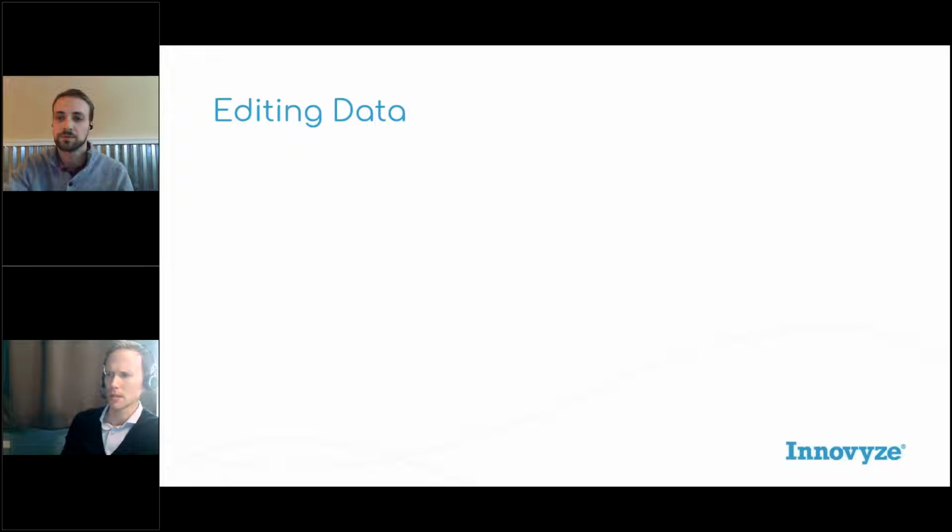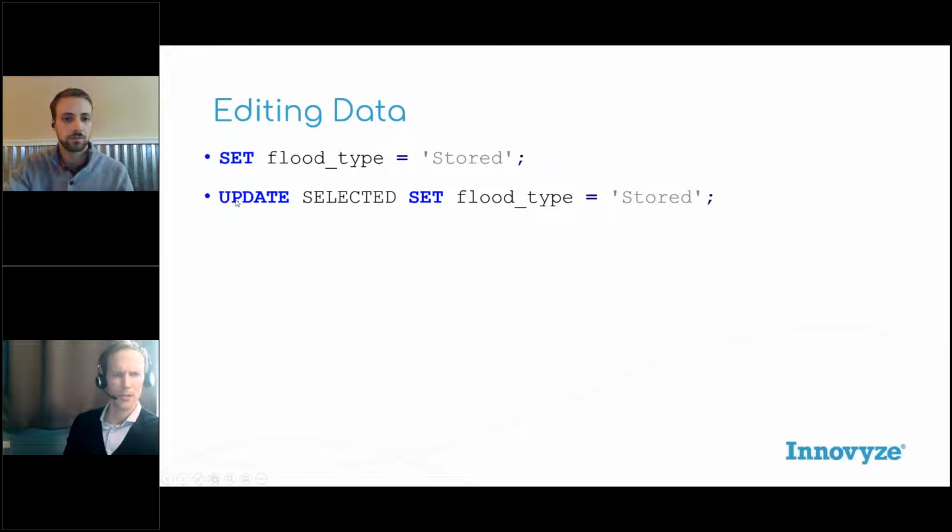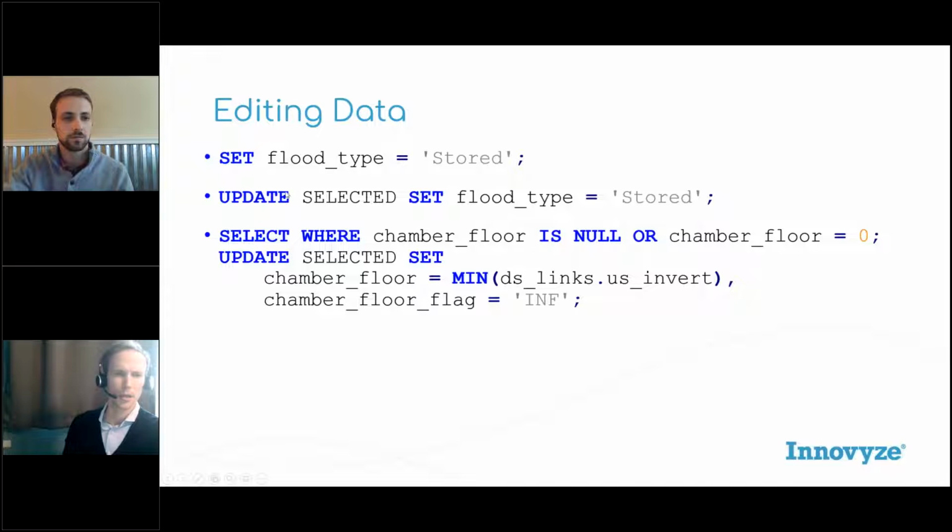So a lot of the examples that I'll end up showing in the software require editing data, which is really powerful. It's pretty straightforward. You can use the set command. So you can say set flood type equals stored. This will just update all nodes to use stored as the value of the flood type field. But if you want to be more specific, you could say update selected and do that same command. So maybe you select a handful of nodes ahead of time and then you perform that operation. Or you could also set X equals Y where certain conditions are true.